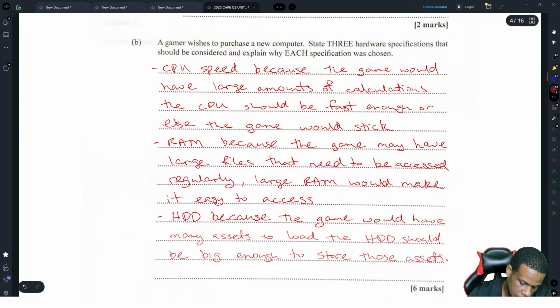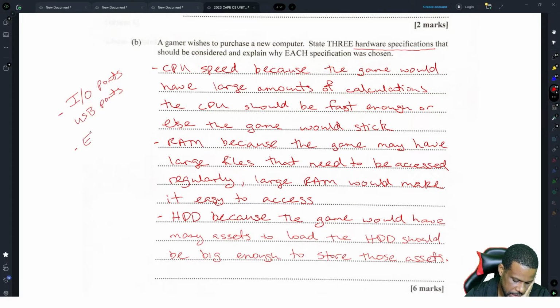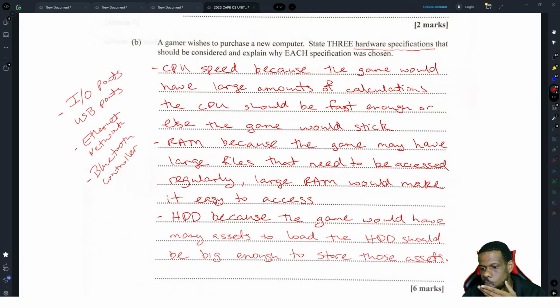All right, so it says hardware specifications. So when it comes to hardware specifications, you're talking about CPU, RAM, hard disk drive, and you might want to have I/O ports, input/output ports like USB ports. You might want to have Ethernet for networking speed. Input/output ports, Ethernet speed, and you want to have connectivity. You might want to say Bluetooth for like a controller.